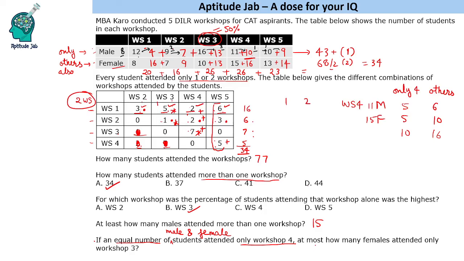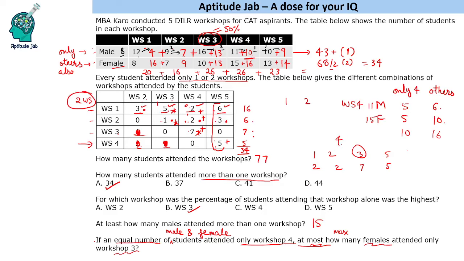Okay, now we need to maximize females in workshop 3. Now coming to the combination of workshop 4 with others. We have 2, 3, 4 and 1, 2, 3 and 5. With workshop 1 we have 2 students attending. With workshop 2 we have 2 students attending. With workshop 3 we have 7, and with workshop 5 we have 5, but we have to deal with only workshop 3. Now there are 6 male and 10 female students, right? So we need to maximize females attending only workshop 3.